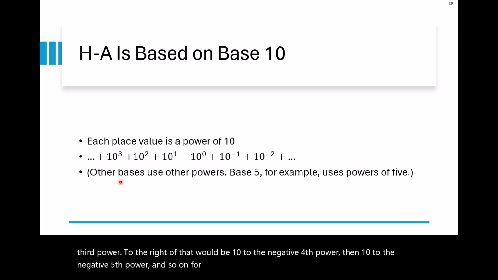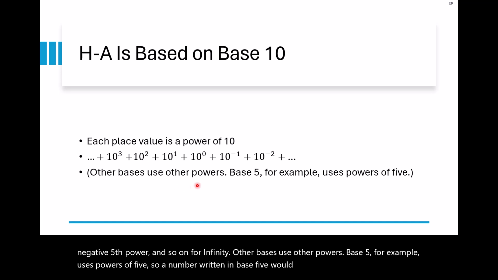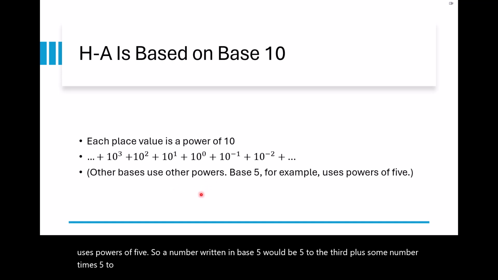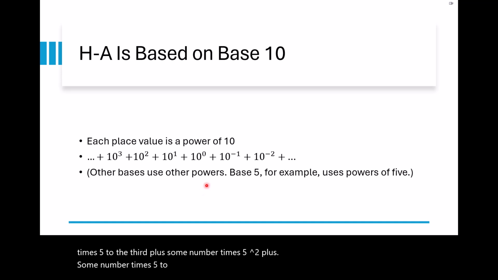Other bases use other powers. Base 5, for example, uses powers of 5. So a number written in base 5 would be 5 to the 3rd plus some number times 5 to the 3rd plus some number times 5 squared plus some number times 5 to the 1st, and so on.